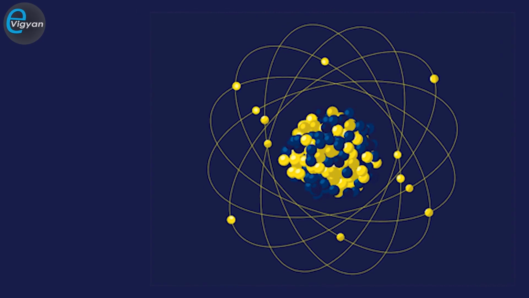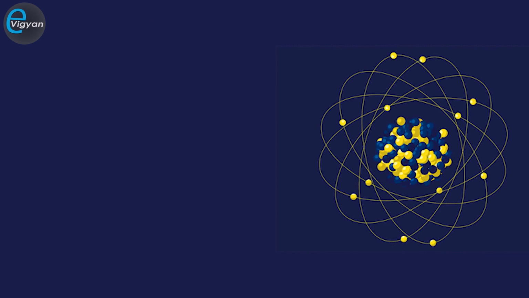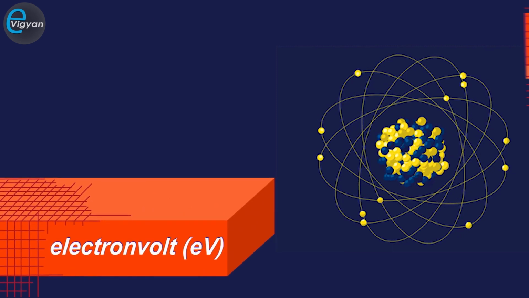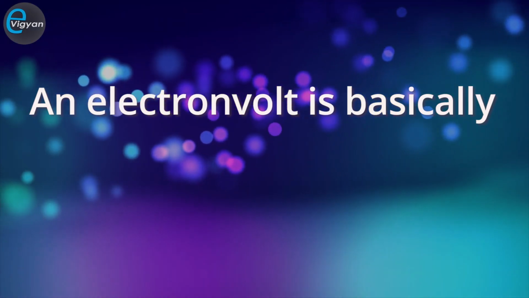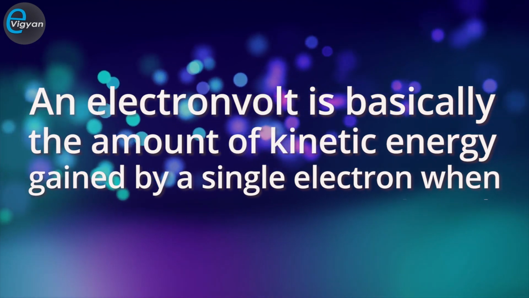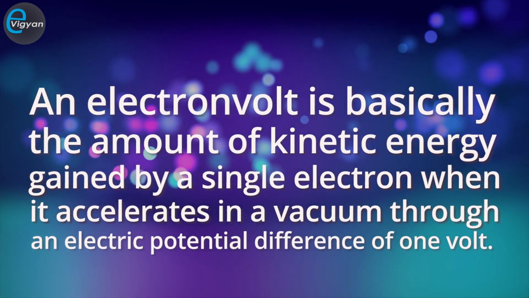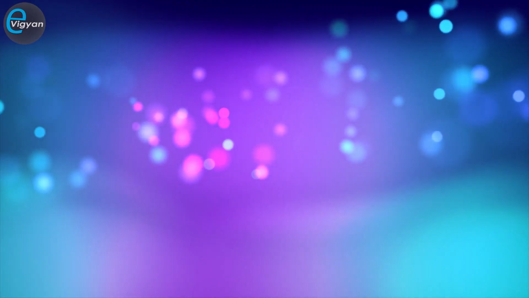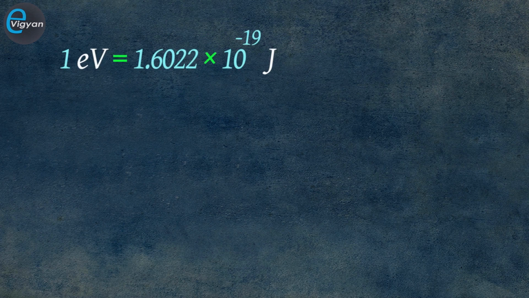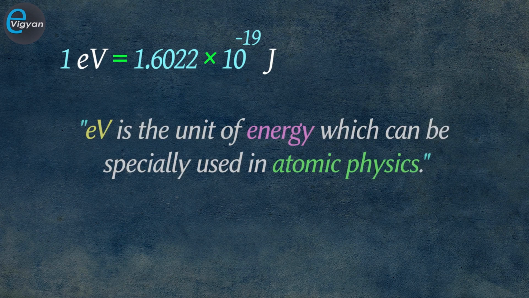The binding energy of atomic electrons, by which they are connected to their nucleus, is quite small and it is expressed in electron volts. But what is an electron volt and how do you define it? An electron volt is basically the amount of kinetic energy gained by a single electron when it accelerates in a vacuum through an electric potential difference of 1 volt. Its relationship with the SI unit of energy is 1 electron volt equals 1.6022 times 10 raised to power minus 19 joule. So we can say that electron volt is the unit of energy which is especially used in atomic physics.